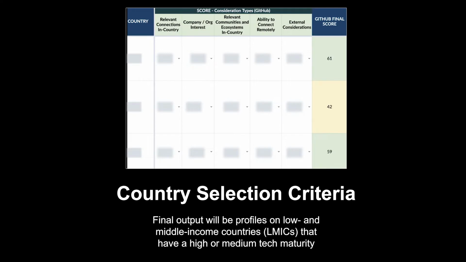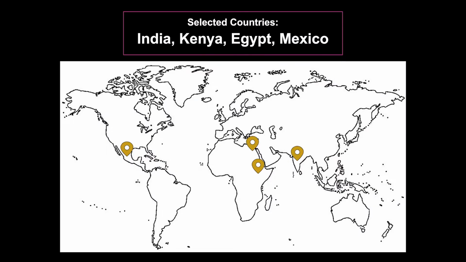So there's obviously a lot of low and middle income countries in the world, and so to narrow down the list, we decided to start with the long list of countries that we know to have high or medium tech maturity. And from there, we looked at 5 major criteria, including relevant connections in the country, relevant ecosystems in the country, and then of course, because it's still tough for us to go in person and do the research, the ability to connect remotely. So we did a weighted score for GitHub and for OBI. We merged the scores, and from the title of the presentation, you can probably guess that the 4 countries we selected were India, Kenya, Egypt, and Mexico.